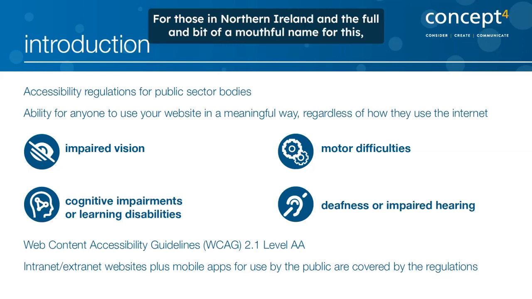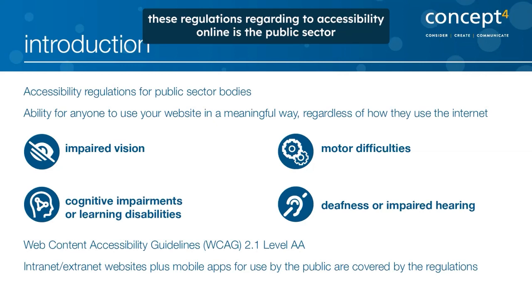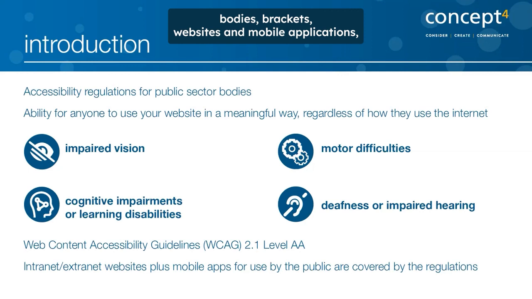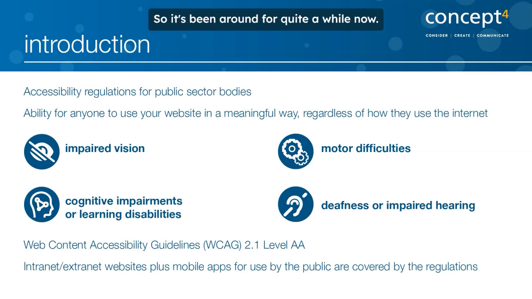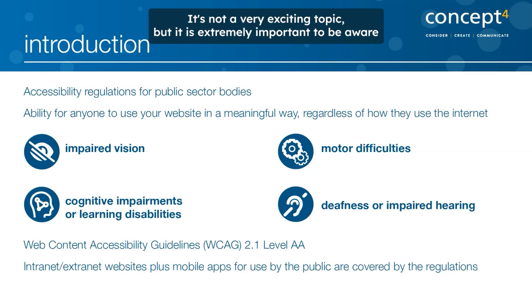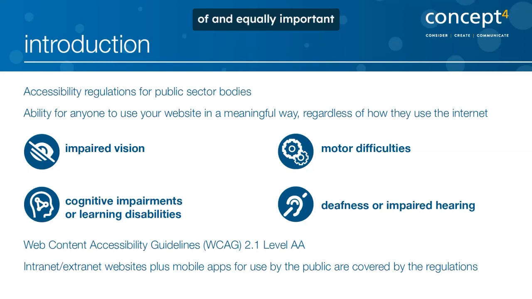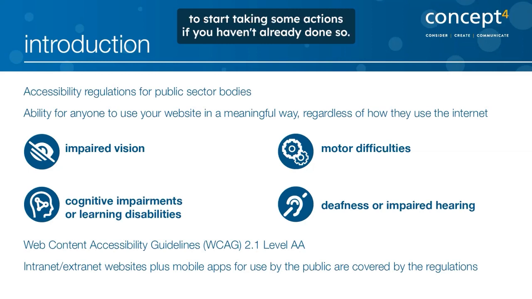And the full, bit of a mouthful, name for these regulations regarding accessibility online is the Public Sector Bodies (Websites and Mobile Applications) (No. 2) Accessibility Regulations 2018. The long and the short of that is this is legislation that's been in place since late 2018 and was enforced during 2019. So it's been around for quite a while now. It's not a very exciting topic, but it is extremely important to be aware of and equally important to start taking some actions if you haven't already done so.